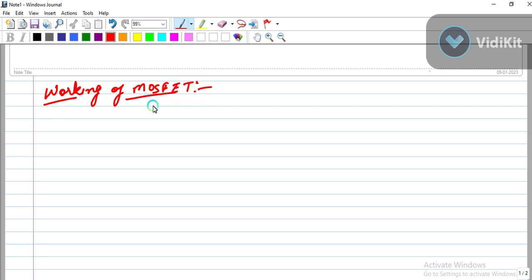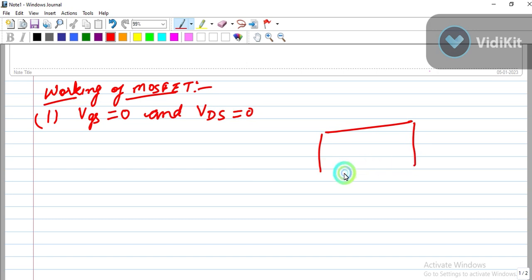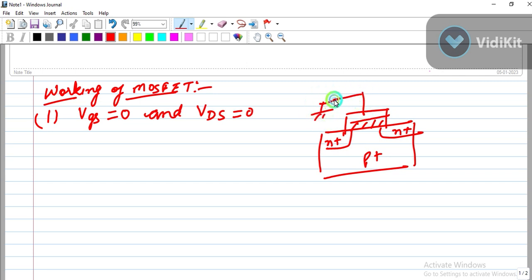Okay, so the first case we are taking is when VGS, the gate to source voltage, equals 0 and VDS equals 0. So let's draw the MOSFET structure. Okay, and it is like this: n plus, p, n plus. Now VGS is equal to 0, and VDS is also 0.